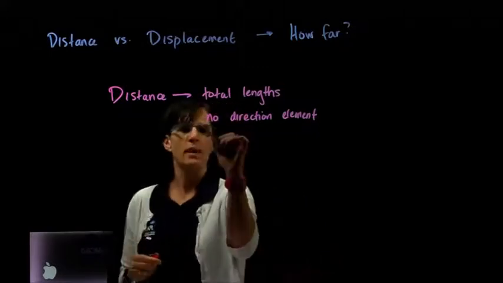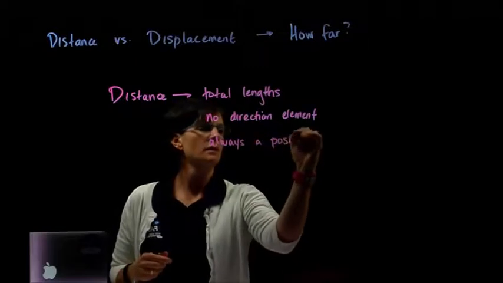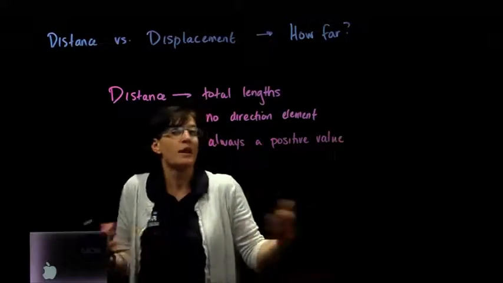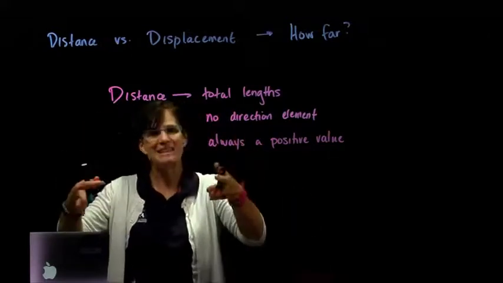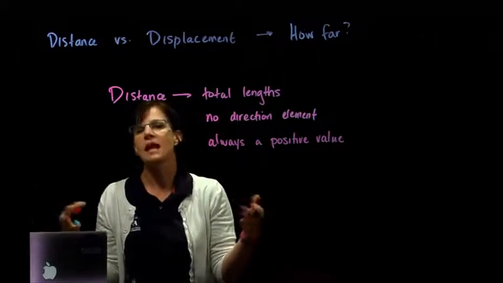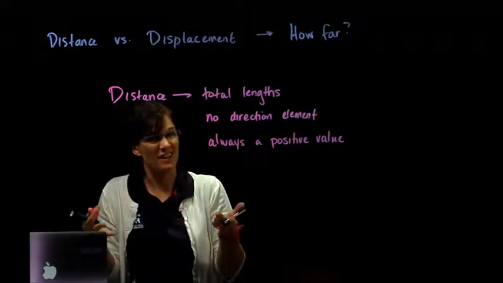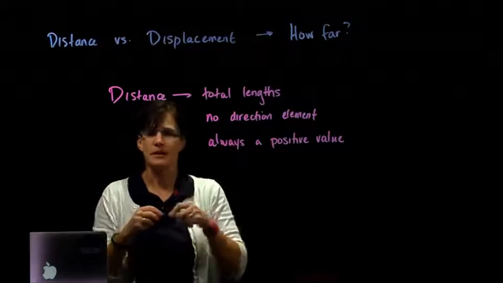Distance is always positive. It's always a positive value because I'm adding up numbers. And if I keep adding numbers, and those numbers are simply defining a length of travel, a total length, I just keep adding numbers together, I stay a positive value. And it's important for us to be thinking about positives and negatives because they actually define something for us, as we learned in position. But with distance, it's a positive value.